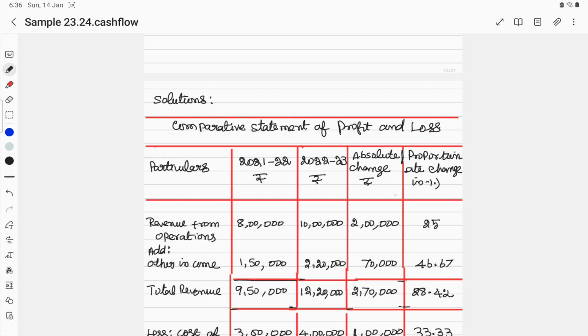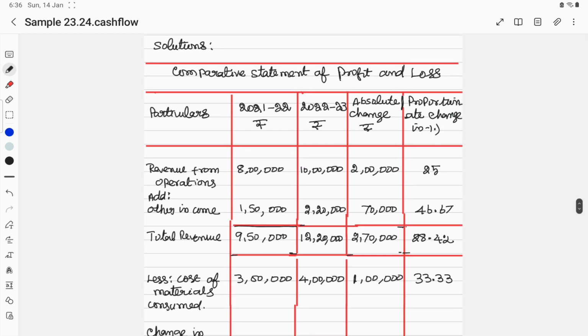So this is the format. Particulars 21-22 and 22-23, then absolute change and proportionate change in percentage. Revenue from operations 21-22 is 8 lakhs, 22-23 is 10 lakhs. Therefore, the change is 2 lakhs and the percentage change is 25%.